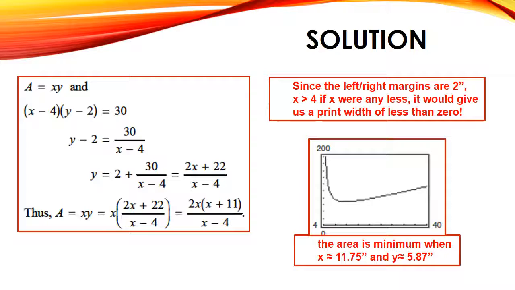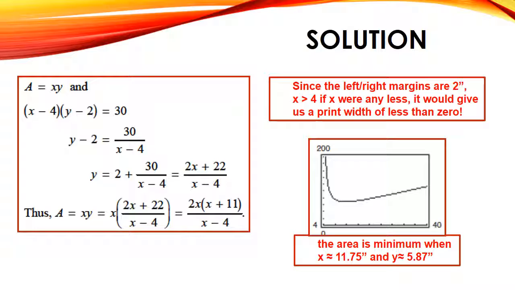And it says since the left and right hand margins are 2 inches, x has got to be greater than 4, because if x were any less, there would be no width for you to print on. Since the margins to either side have to be 2 inches, you've got 4 inches of margin. So the paper's got to be more than 4 inches wide if you're going to be able to write anything on it. So x has got to be greater than 4.